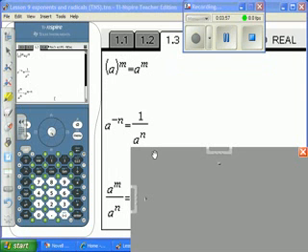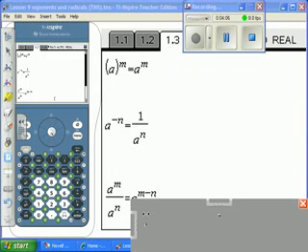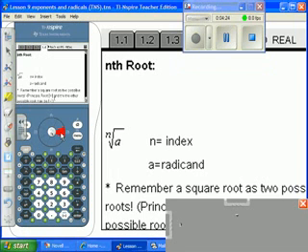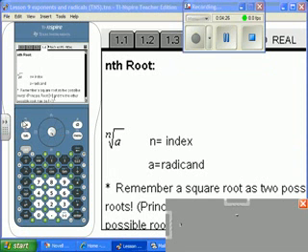Okay, dividing common bases. What do I do with their exponents? Subtract. So it becomes? Good. A to the m minus n. Are you okay? Next page.